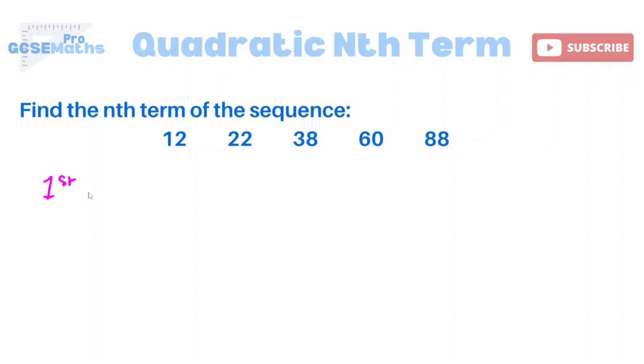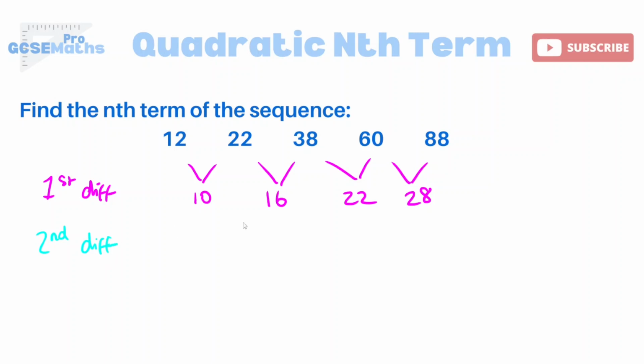So we're going to work out the first difference. We've got here 10. Then we've got, what's that, 16. Then we've got 22. Then we've got 28. Okay. Second difference should be the same every time. So we've got 6 here, yep, and another 6, and another 6. Okay, perfect. So my second difference is equal to 2a, isn't it? 2a equals 6. So I divide by 2 and get a is 3.